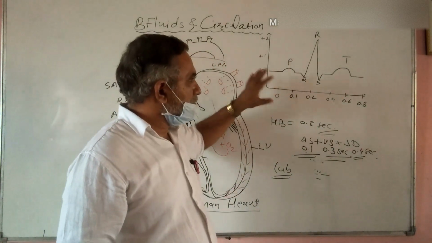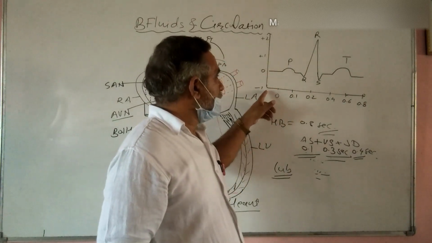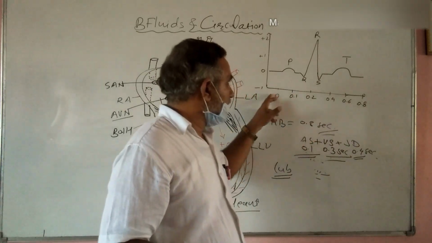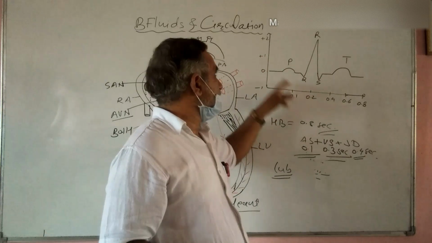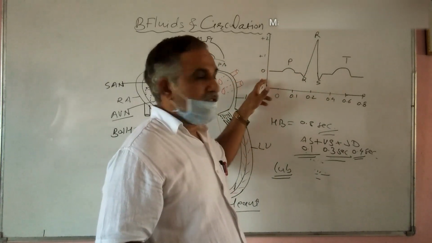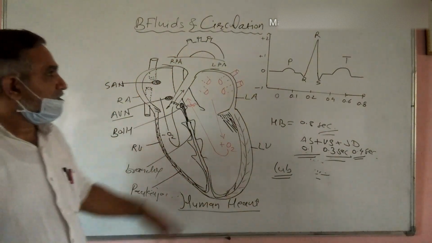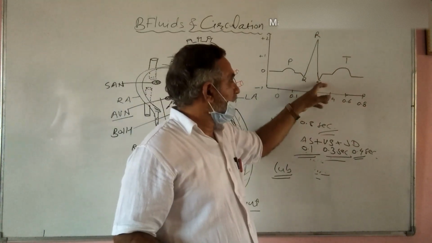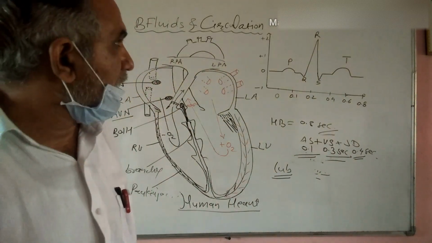So you already know that this is the y-axis and this is the x-axis. The y-axis indicates the voltage, and the x-axis indicates the time period of the corresponding events on the graph. So see here, what happens? This is the P wave, and this is the QRS complex, and then this is the T wave.